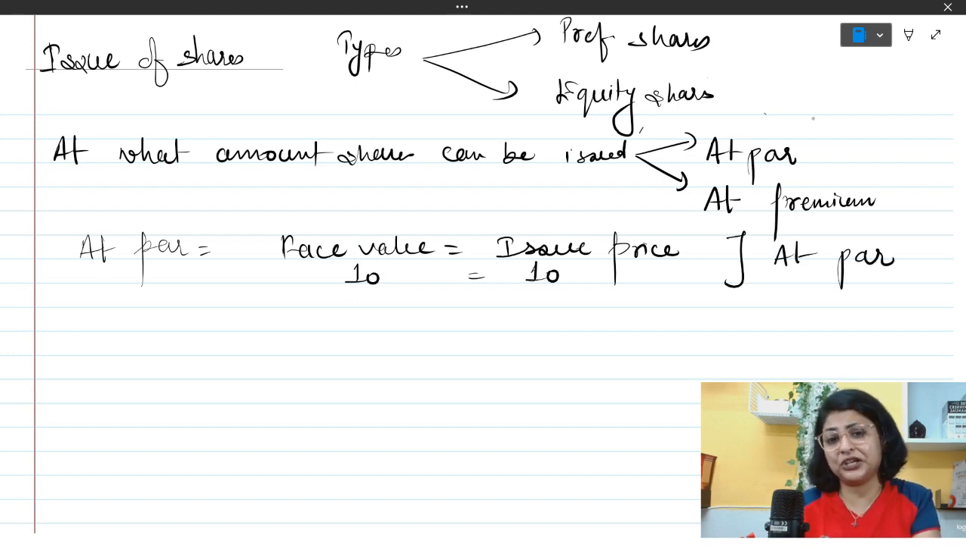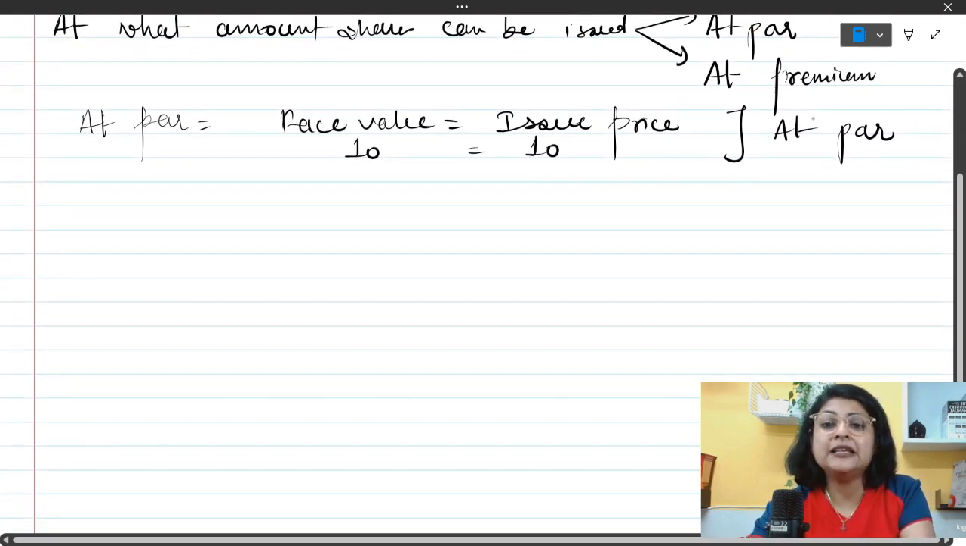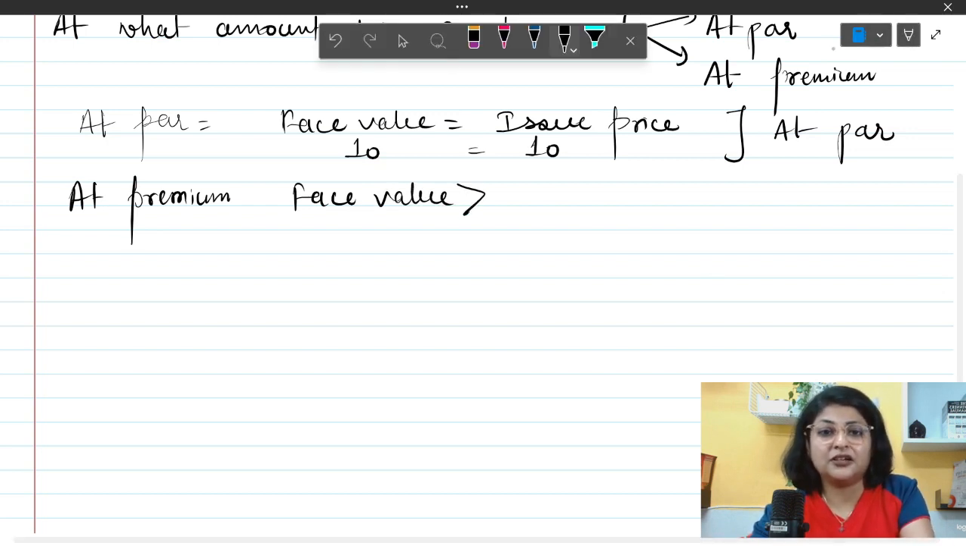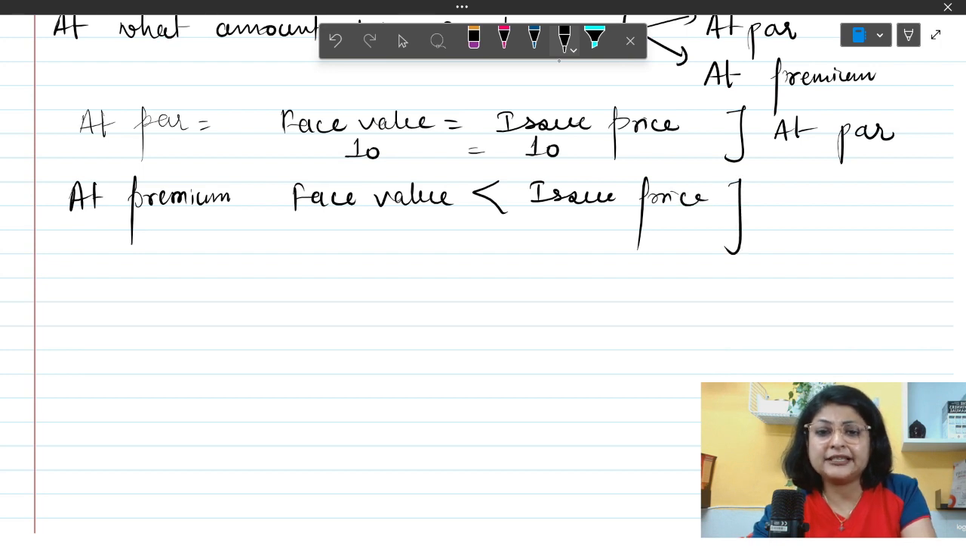The second situation is known as at premium. What is the meaning of premium? Issue of shares at a higher price than the face value. So here the face value is going to be lesser and the issue price is going to be high. Let's say the share is of rupees 10 and it is issued to the public for rupees 15. This is called issue of shares at premium.